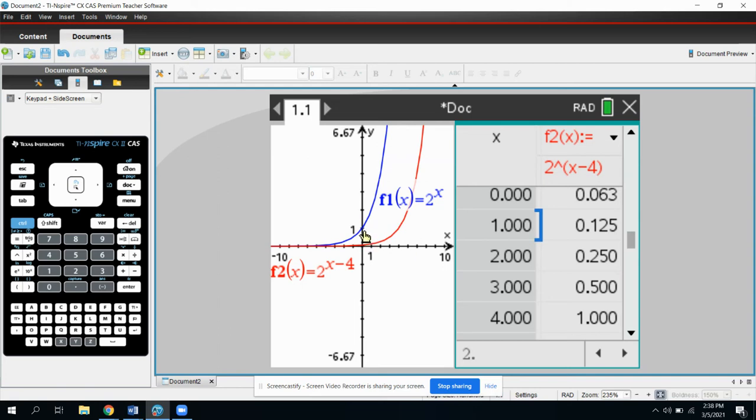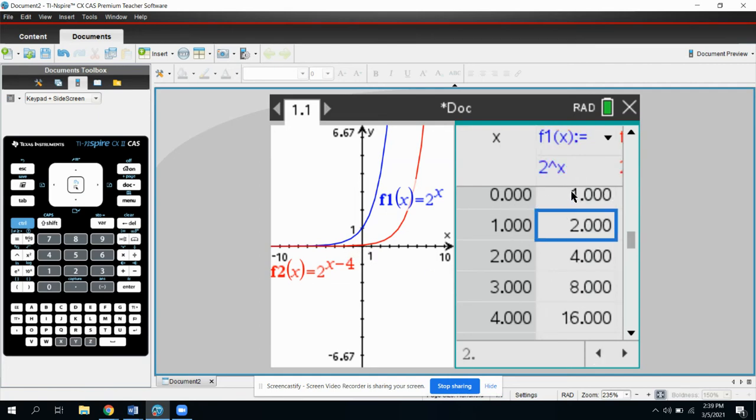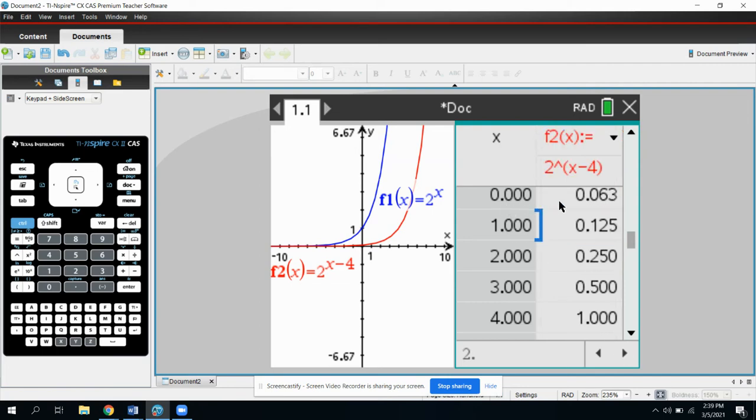So what this is doing is it's actually sliding everything to the right. So over here, when x was 0, y was 1. Over here, when x is 0, it's only 0.063. It's all the way till x equals 4 that y equals 1. So over 1, 2, 3, 4, now we're up here at 1. So what that did is we went from 0 to 4, so that means we slid everything 4 to the right.